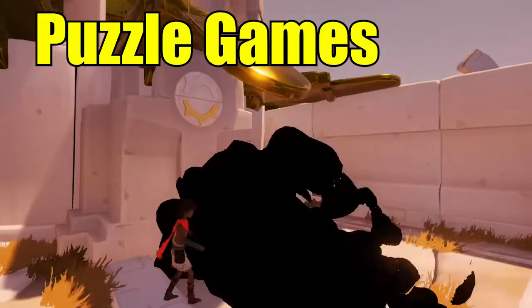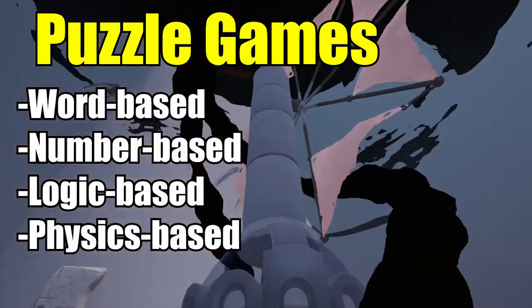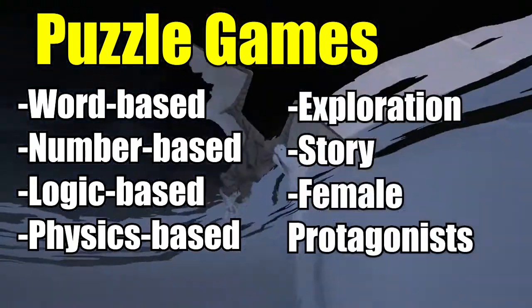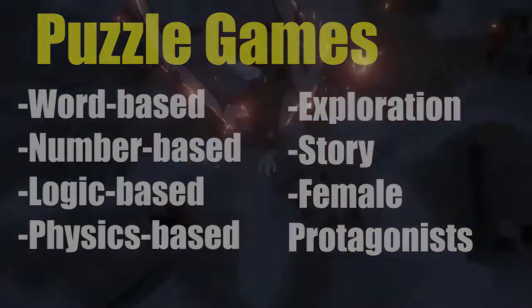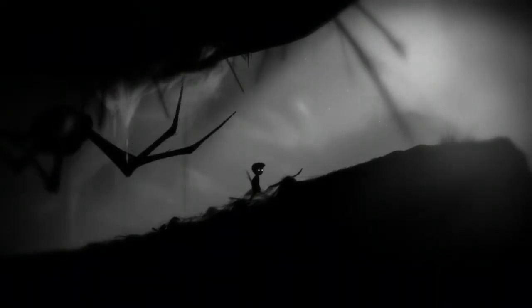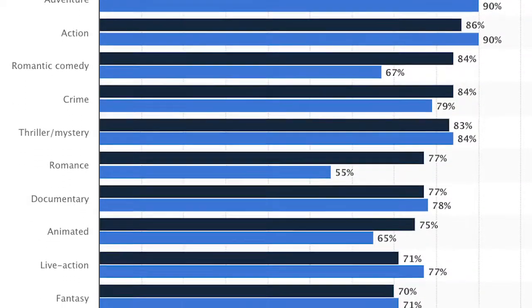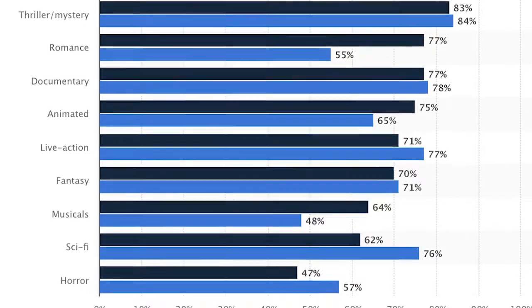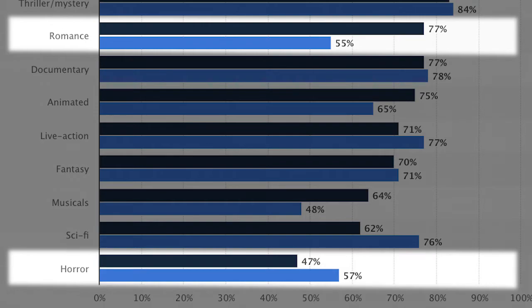So, if puzzle games tend to be based around words, numbers, logic, or physics, and things like exploration, story, and female protagonists appeal to female audiences, how do you make a puzzle game appeal to a male audience? Well, one way is to borrow your tone and feel from a fictional genre that is adored by men, the horror genre. In this graphic, men are in light blue and women are in dark blue, thanks Statista. And you can see that while there are some genres that are pretty evenly adored by both genders, there are some genres that are more preferred by women, and some that are more preferred by men.